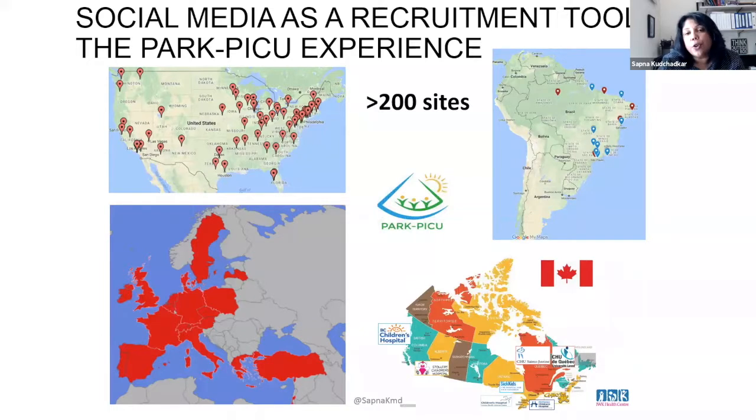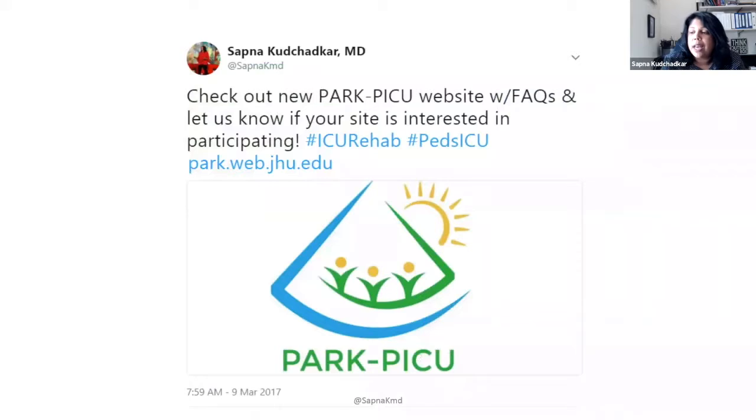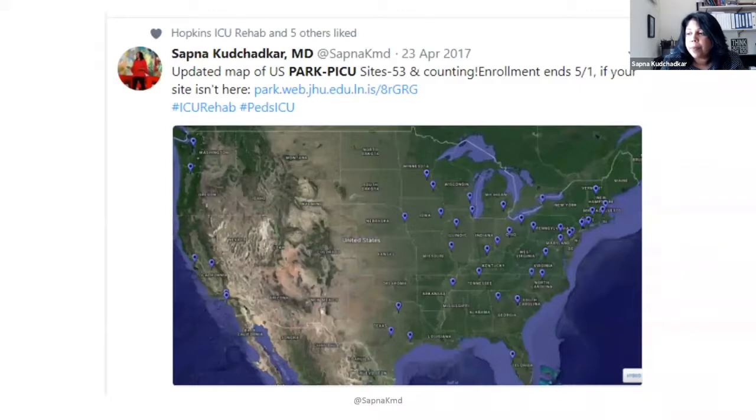So the prevalence of acute rehab for kids in the PICU study is a study that we just finished with over 200 sites, and I wanted to provide an example of how we used Park PICU and social media together. So I started tweeting about Park PICU. Check out our new Park PICU website. Here are the relevant hashtags. If you want to learn more, put in your info if you're interested in participating.